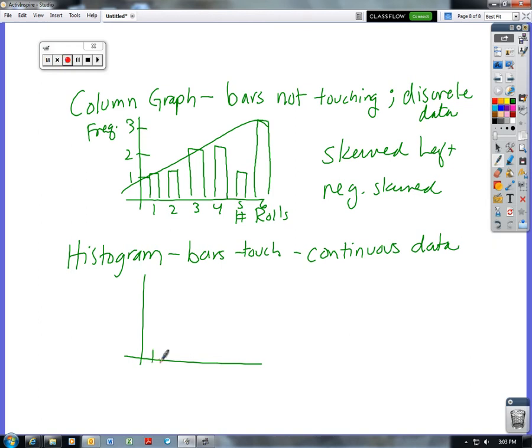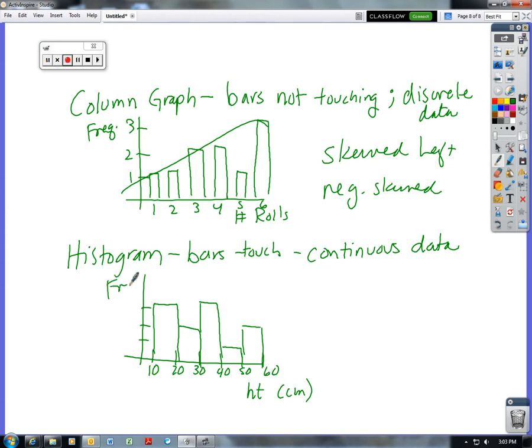And I'll just make up an example. If it's continuous data, like say you're measuring, I don't know, heights of something, and so you could have 10, 20, 30, 40, 50, 60. Let's say these are heights in centimeters of some object. And maybe you had 3 items that were between 10 and 20, so you'd have a height of 3. Maybe there were 2 in this one, and maybe 3 again in this category, and so on. 1, and let's just do 2 again. So that's how that would look. You would still have frequency on the y-axis.